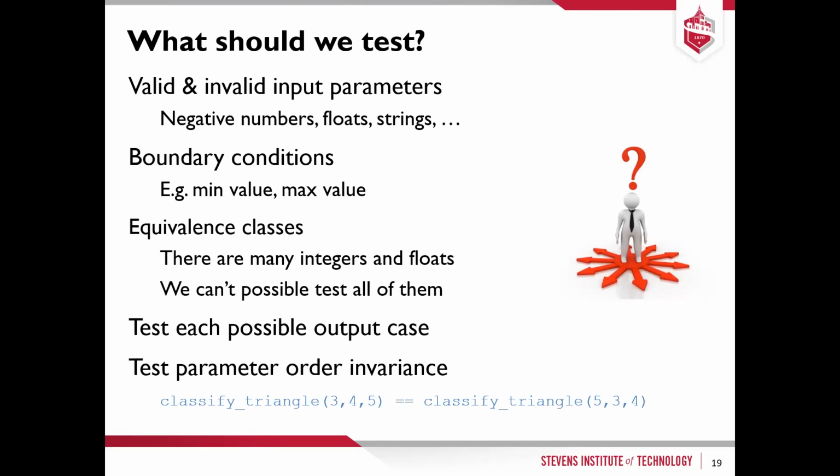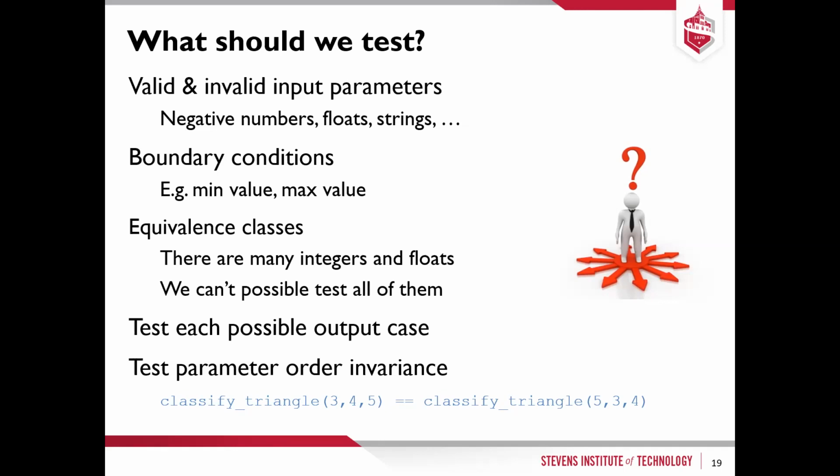We need to look at the boundaries. Boundaries are the minimum and maximum input that I can have. A little bit less than the minimum is not valid. A little bit more than the maximum is not valid. Then there are equivalence classes that I can take. If I have a float instead of an integer, what will happen? I should test them. Remember, we cannot test all different scenarios. That's why we try to pick the best scenarios that cover most of the functionalities. Also, we need to test the parameter order invariant.